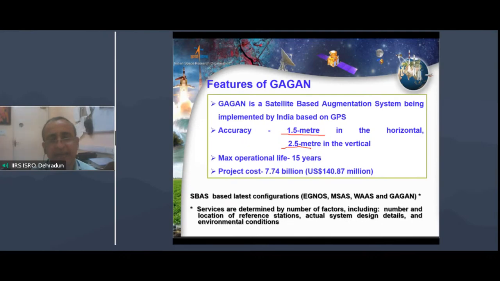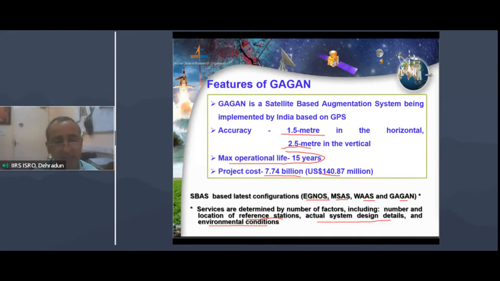So this geostationary satellite, its life is 15 years. The same geostationary satellite which is looking towards India and its surrounding regions can work for 15 years. The cost of the project is 7.74 billion, or in US dollars you can see. So SBAS is basically based on the latest configurations for EGNOS, MSAS, WAAS, Gagan and so forth. Services are determined by a number of factors including the number and location of reference stations installed in an area, actual system design details and environmental conditions.